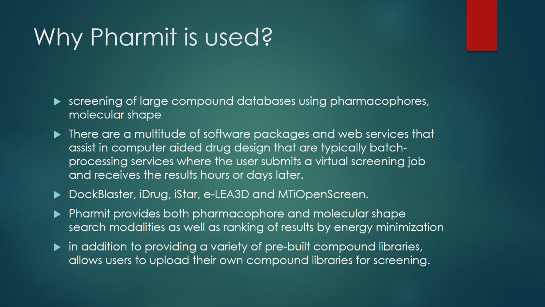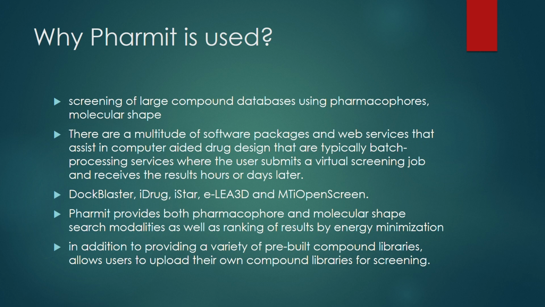The next is why we use Pharmit when other software is available for virtual screening. Screening of large compound databases using pharmacophore and molecular shapes. Pharmit provides two ways by which users can perform their virtual screening, on the basis of pharmacophore generation and on the basis of molecular shape. There are a multitude of software packages and web services that assist in computer aided drug design, typically batch processing services, where the user submits a virtual screening job and receives the results hours or days later.